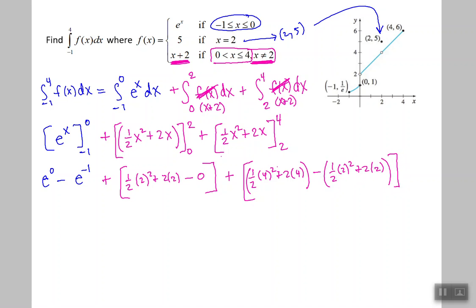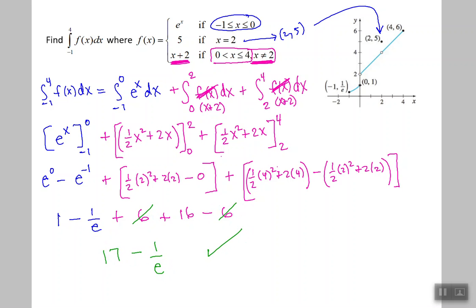And then we can do some simplifying. E to the 0, of course, is 1, minus e to the -1 can be written as 1 over e, plus this over here is going to make 4 divided by 2 is 2, plus 4 is 6, plus 8, plus 8 there is 16. Evaluate this, minus 6. I do have an answer. Actually, from this line, I have an answer, but I'm going to go ahead and clean it up because I can. So the 6's make 0, and that looks like I've got 17 minus 1 over e.